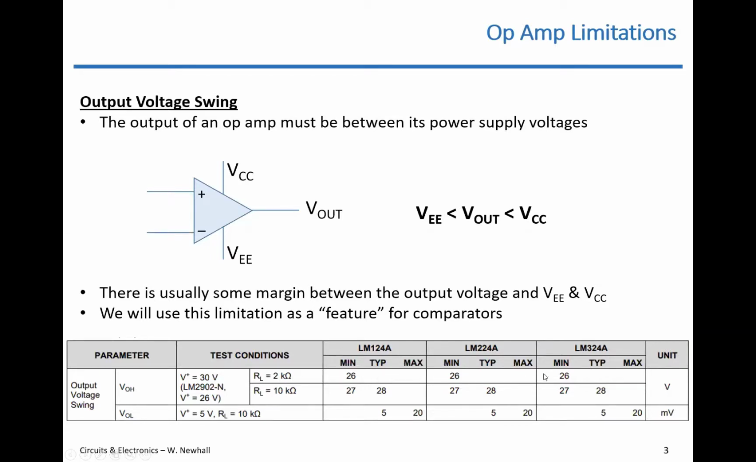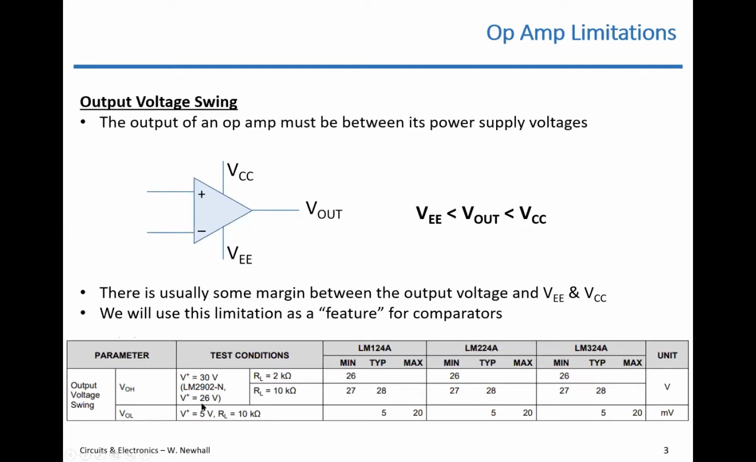And what it's showing here is that, for example, for this LM324, even though you've attached a 30 volt power supply, if you have a 2K ohm resistor attached to the output, it can only output up to 26 volts. So there's a big margin there, 4 volts between the output voltage and the power supply voltage. So don't expect to go higher than 26 volts. You can get to 25, you can get to 26. This is a minimum, so maybe 26.5. I wouldn't count on going higher than that.